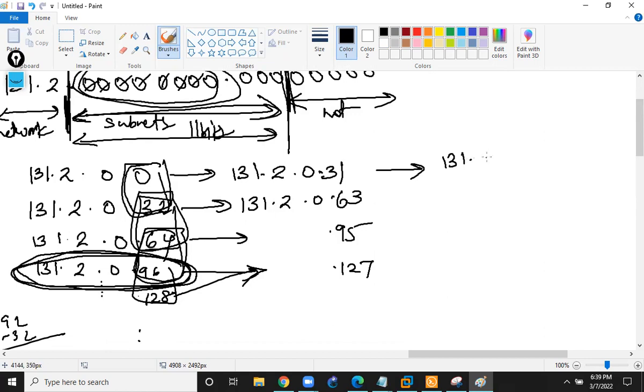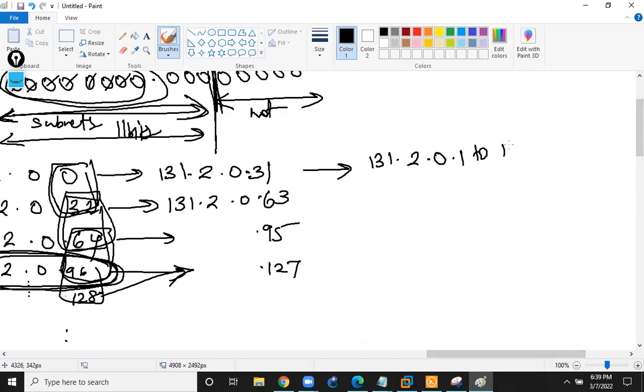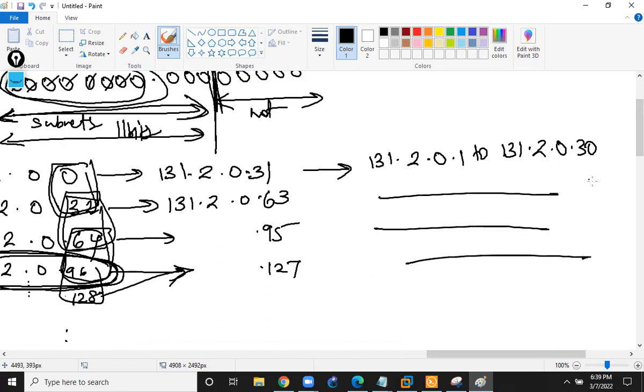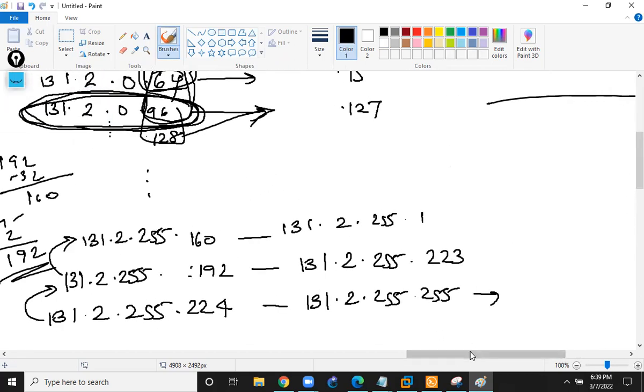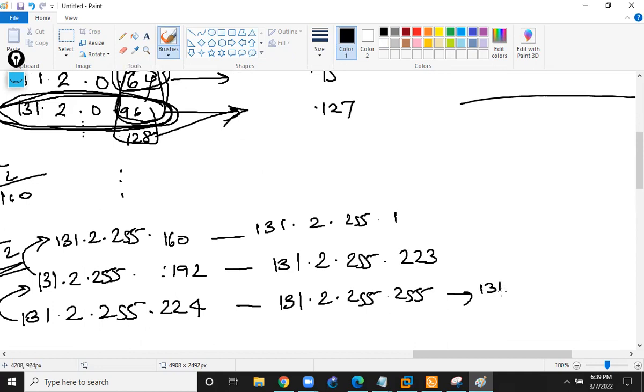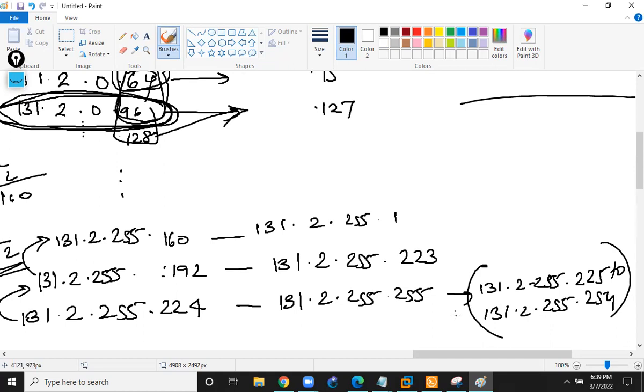131.2.0.1. Yes, 131.2.0.30. Clear? Like that, you will write it for each and every subnet. And Ashwin can tell me the assignable IP for the last one as well. 131.2.255.225. Okay, very good. 131.2.255.254. Very good. Clear? Okay.